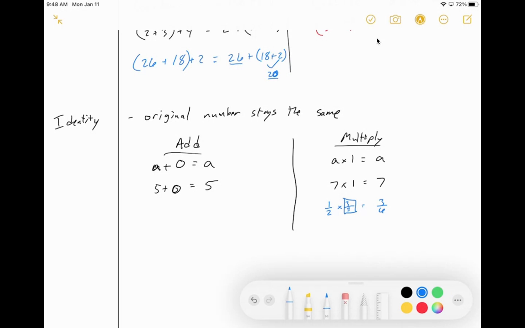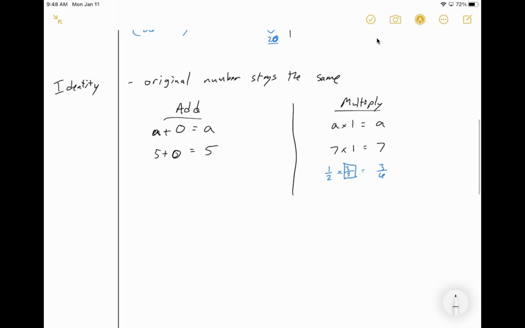Okay. Last property. Sorry, I know there's a lot. Distributive property.